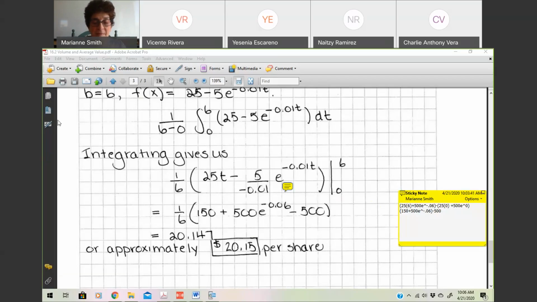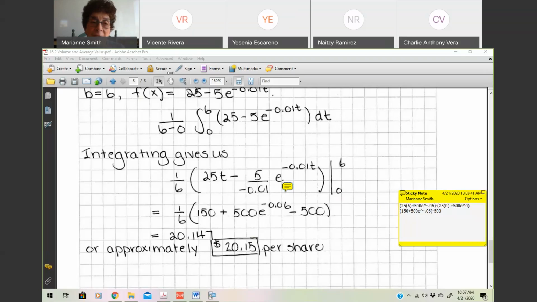So is this example okay? Anybody got questions on it? Once you get the answer, you want to be able to interpret the answer in the context of the problem. This was an average value of the stock that was held for 6 years. So maybe its high value was $49, maybe its low value was $15, but on average, the stock value was about $20.15.